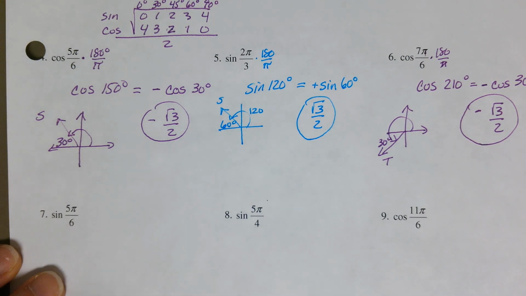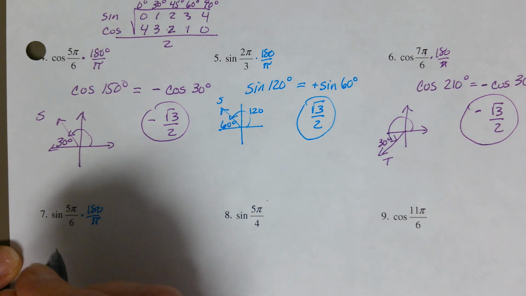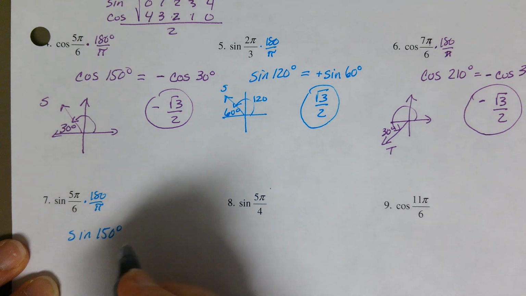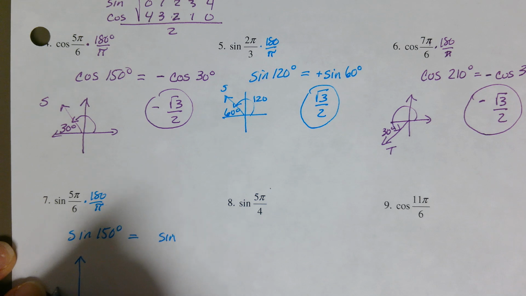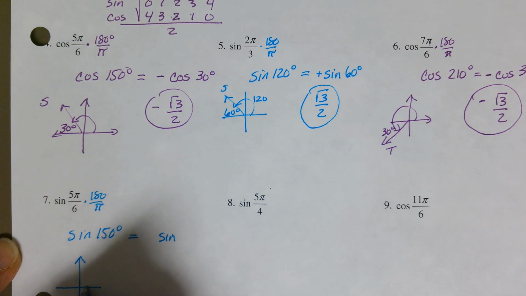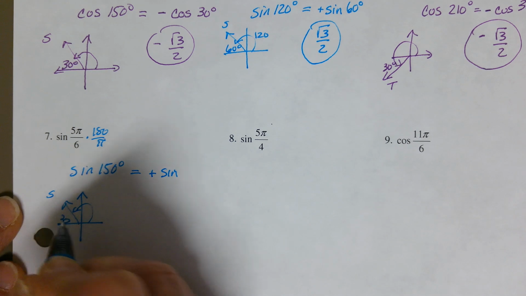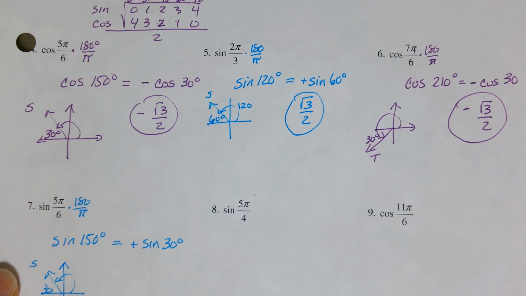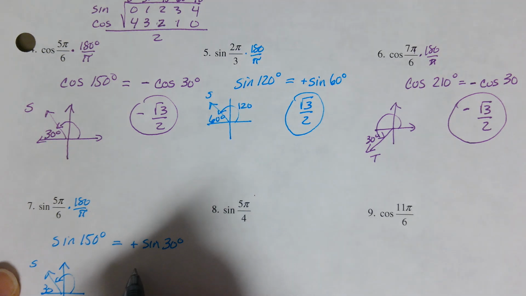Sine of 5 pi over 6. That's the sine of 150, which is going to be equivalent to positive or negative sine of the reference angle. A 150 degree angle ends up in quadrant 2, where sine is positive, and the reference angle is 30 degrees, so this is positive sine 30 degrees. Looking up at our trig table, sine of 30 is square root of 1, which is 1 over 2.